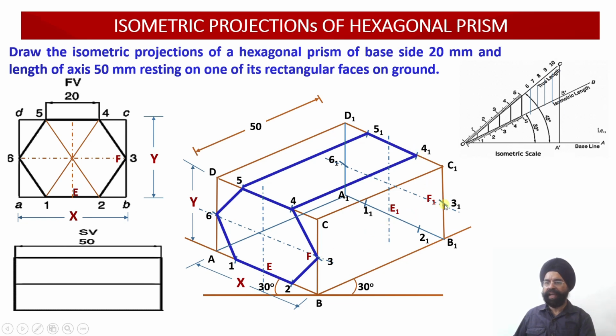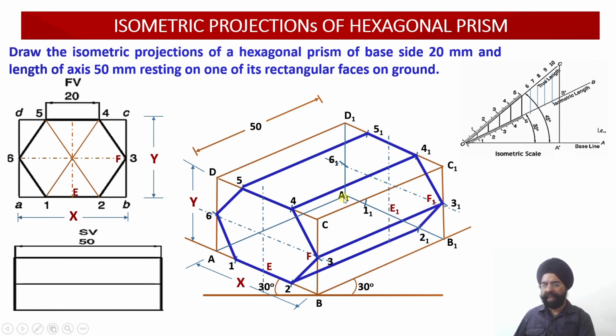4, 1 and 3, 1, this is visible. This will be joined dark. 2 and 2, 1, this is visible. This will be joined dark. 2, 1 and 3, 1, this is visible. This will also be joined dark. Rest everything will be light. So please check. 3, 1, 4, 1, dark. 3, 3, 1, again dark. 2 and 2, 1, this will be drawn, again dark, and 2, 1 and 3, 1 will be dark.